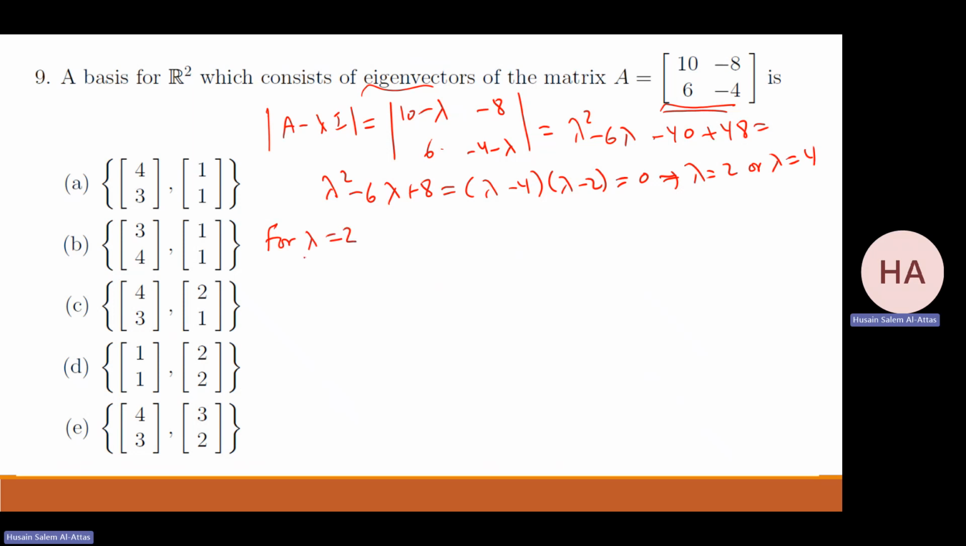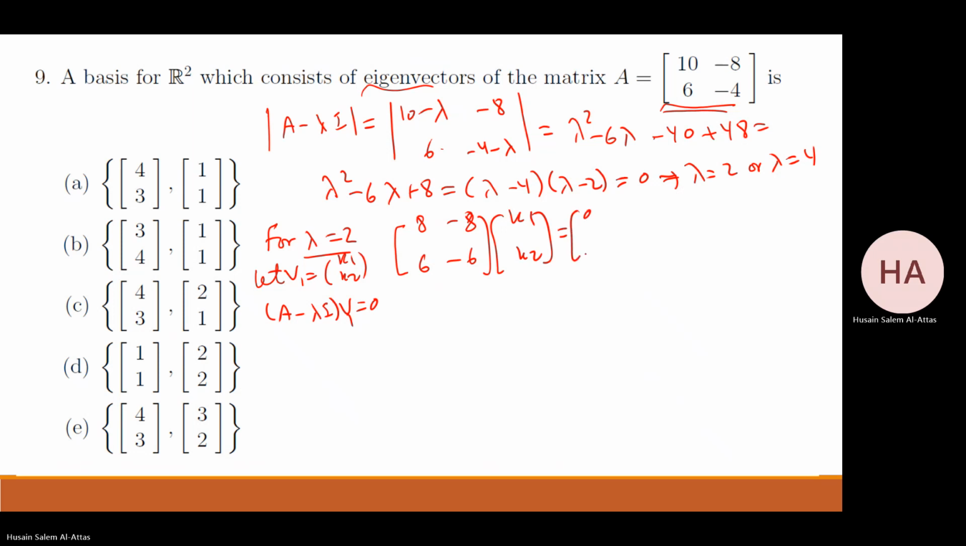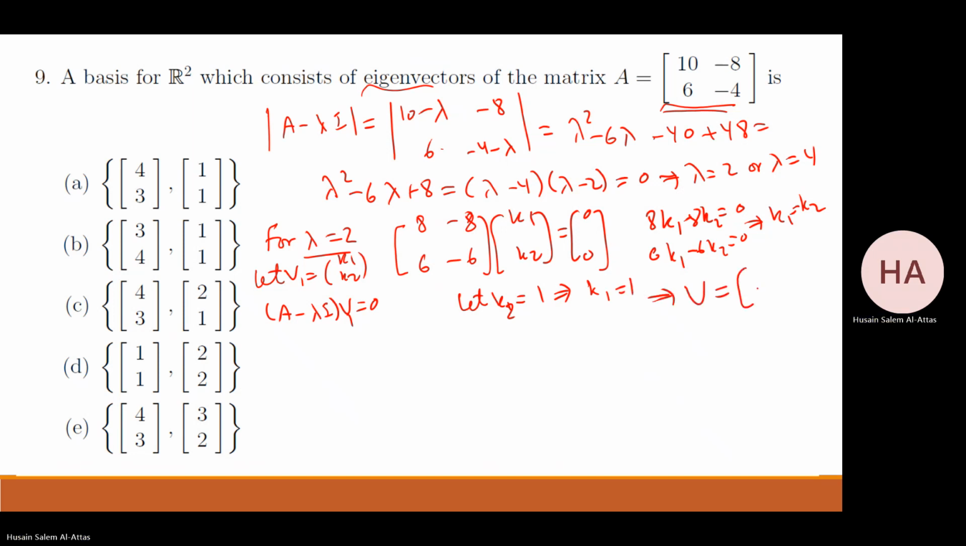I need to find the eigenvectors. For lambda equal 2, what will be the system? I will let V1 be K1, K2 and solve this system. Be careful: 10 minus 2 is 8, minus 8. And 6 minus 2 is 4, minus 2 is... minus 6 in the second row. So I have 8K1 minus 8K2 equals 0 and 6K1 minus 6K2 equals 0. Very clear. It's only one equation, which is K1 equals K2. So I let K1 equal 1, and I have V1 equal 1, 1. This is one of the answers.